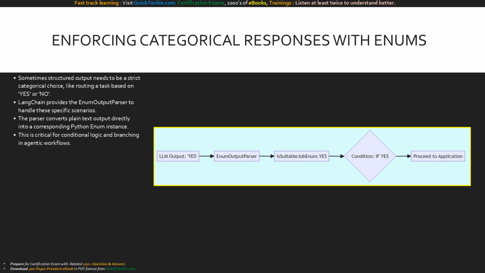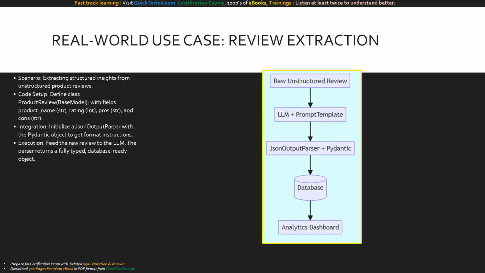Imagine an LLM acting as a job screener. It outputs the string yes. The enum output parser intercepts this, converting the text into an actual Python enum object, IsSuitableJob.yes. Your workflow router safely checks this enum condition and proceeds to the next stage flawlessly. Let's put this into a real-time use case.